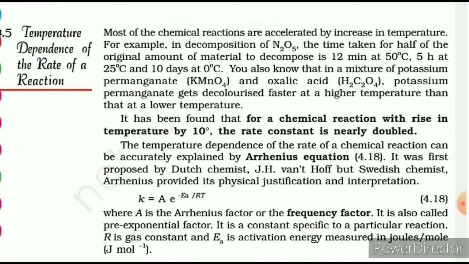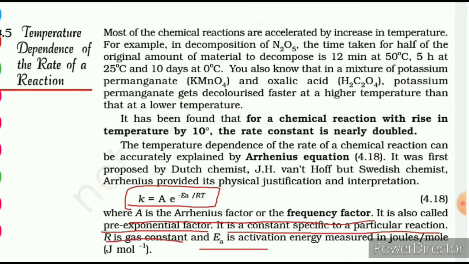K equal to A into e to the power minus EA by RT, where A is the Arrhenius factor or the frequency factor. It is also called the pre-exponential factor. It is a constant specific to a particular reaction. R is the gas constant and EA is the activation energy, measured in joules per mole.